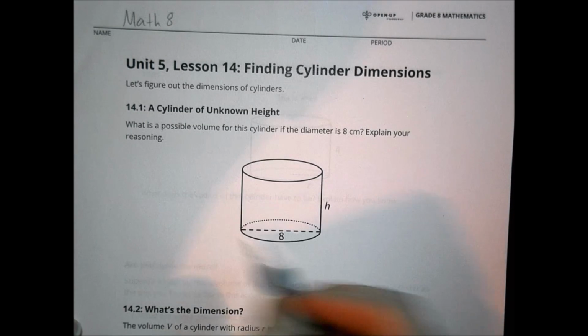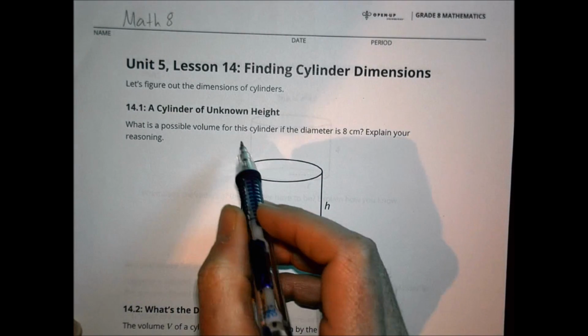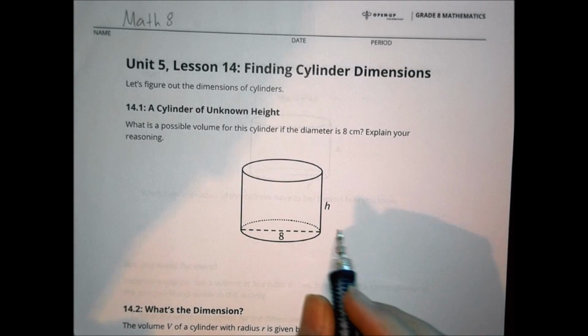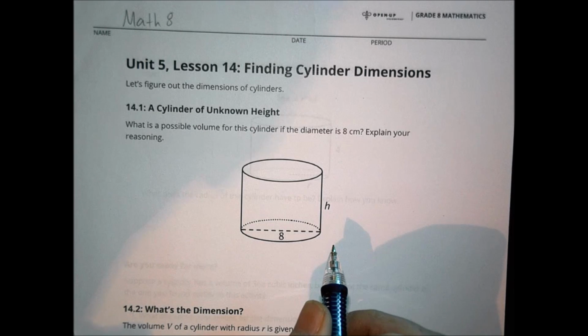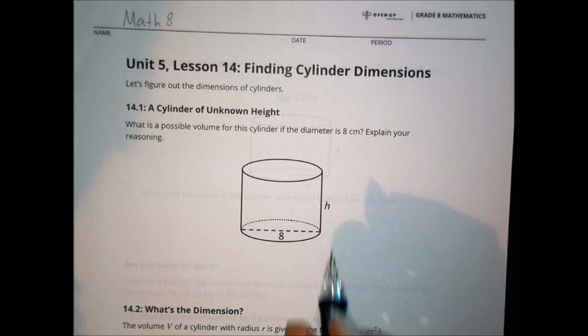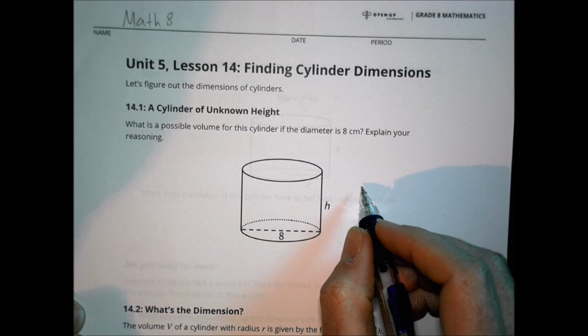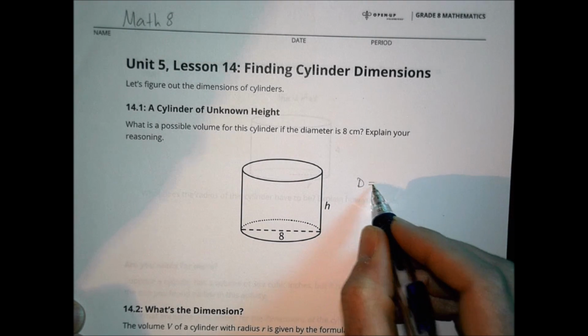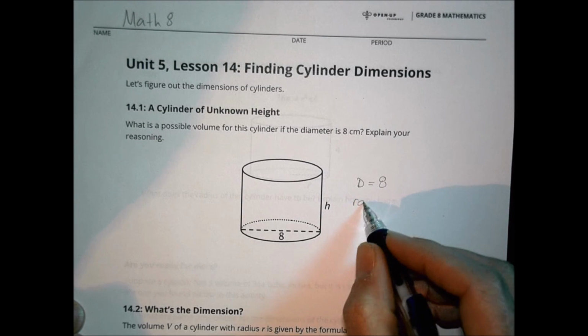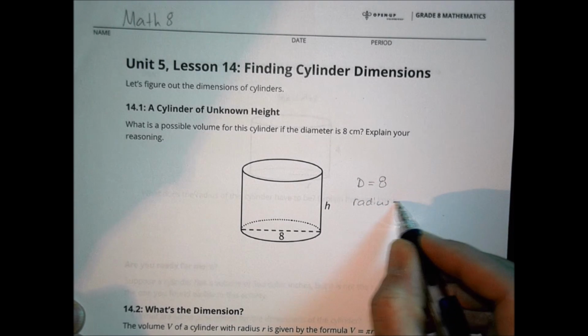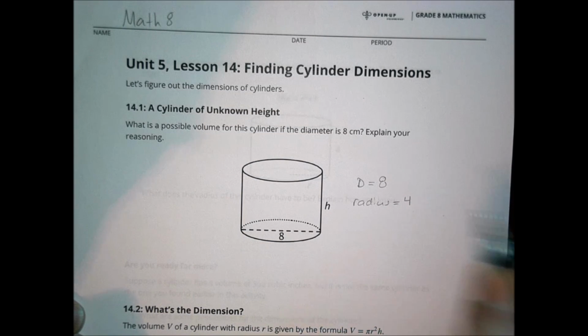So first of all, we have a picture of a cylinder here, and it says, what is the possible volume for the cylinder if the diameter is 8 centimeters? And explain what your reasoning is going to be. As we talked about in class, if the diameter for a circle is 8, then we know that the radius is going to be half of that, which is 4.